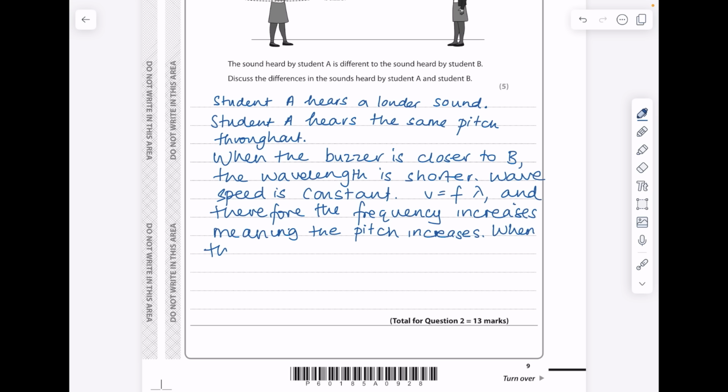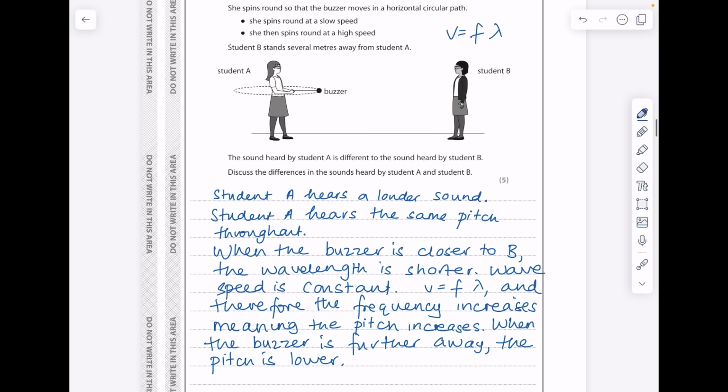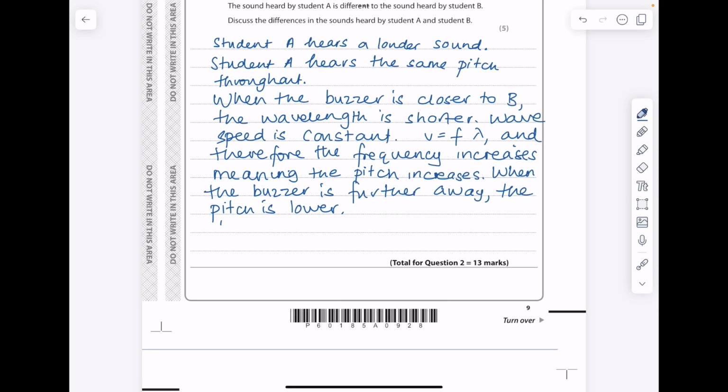When the buzzer is further away, I'm not going to repeat that science, I'm just going to say that the pitch is lower, and I'll just explain why to you separately. So this time when the buzzer's on this side, the wavelength has increased, so lambda has increased, wave speed stays the same, and therefore the frequency must decrease, meaning the pitch has decreased. Let's really point out that both the pitch and volume vary for student B.